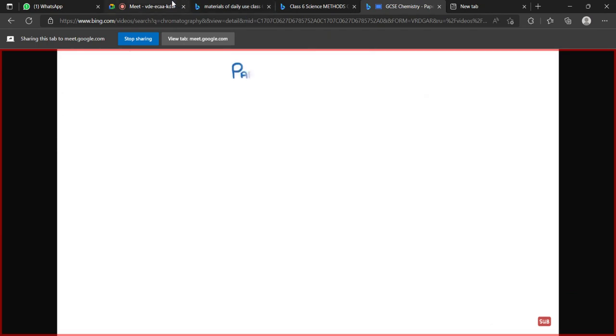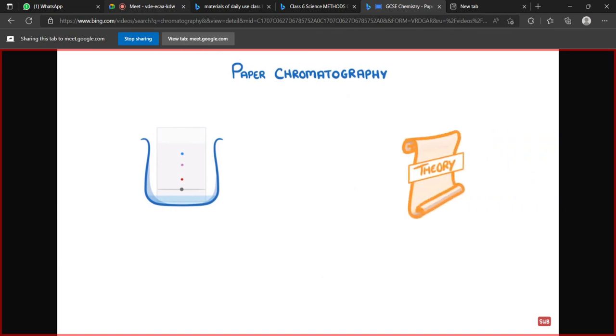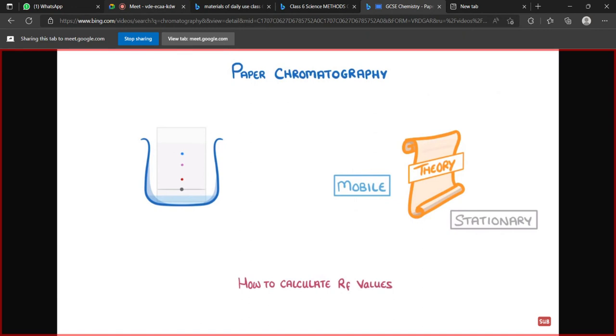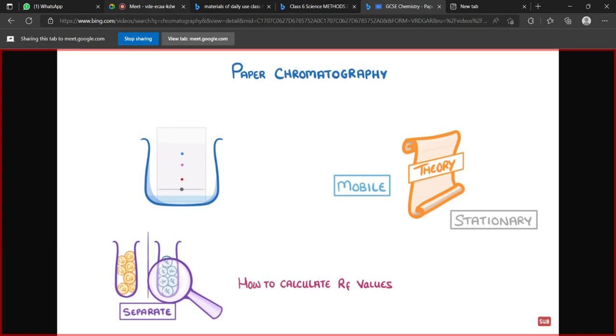In today's video, we're going to talk about paper chromatography. We'll take a look at how it's done, explain the theory behind it, like what the mobile and stationary phases mean, and also show you how to calculate RF values. Now, chromatography is a general analytical technique used to separate the different substances in a mixture so that we can then identify them. There are lots of different types of chromatography, but the one you need to know about is paper chromatography, which can be used to separate the different dyes in an ink.